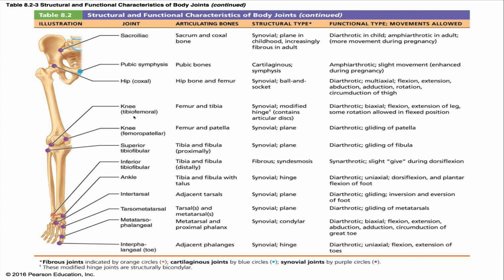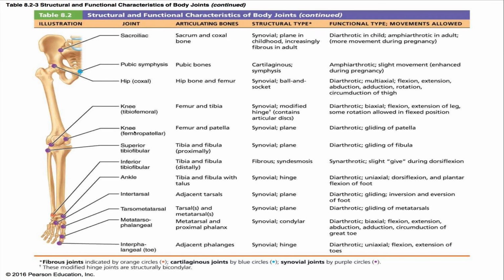Now your knee joint, or tibiofemoral joint. As the name implies, the bones that are articulating are your femur and tibia. It's synovial, it's a modified hinge joint, and it also contains articular discs. It's diarthrotic, biaxial, so this allows for flexion and extension of your leg. It does allow some degree of rotation. That's allowed in the flexed position.